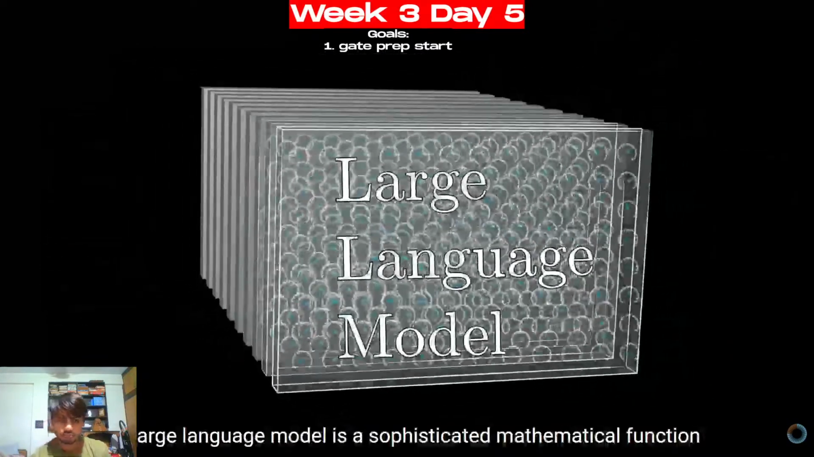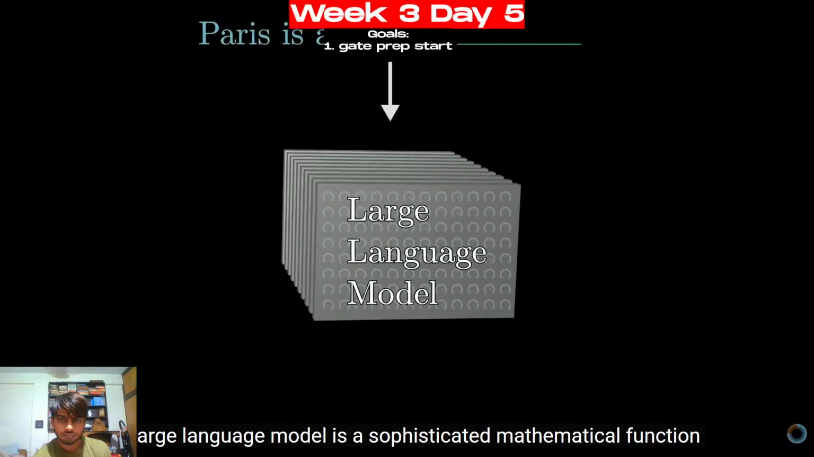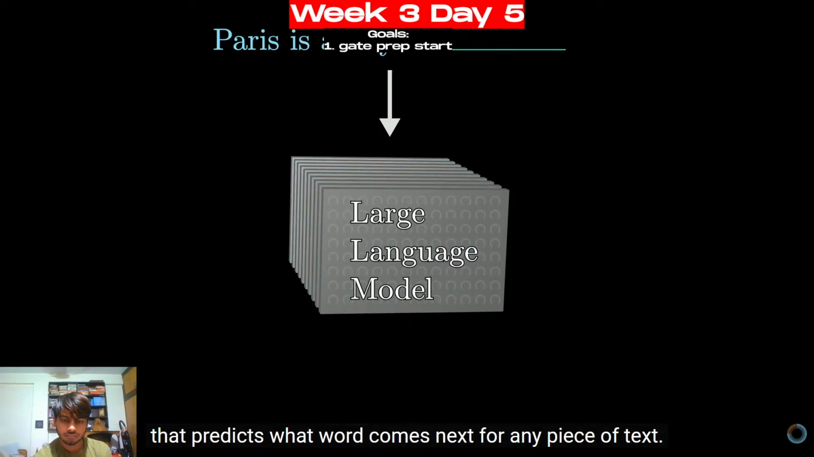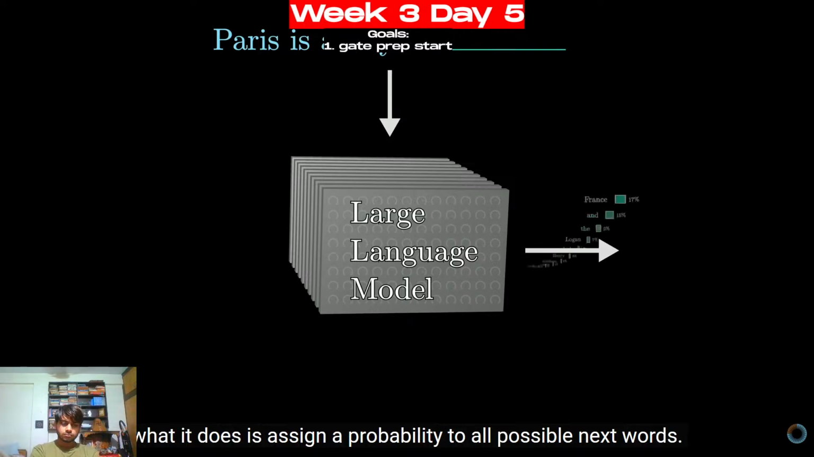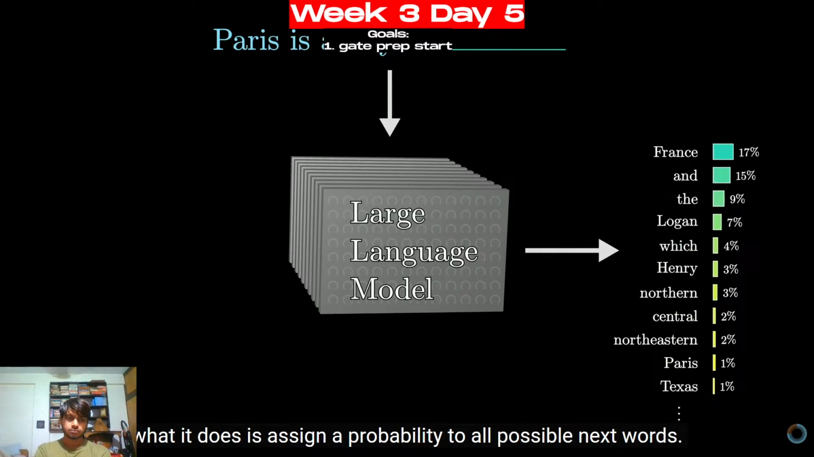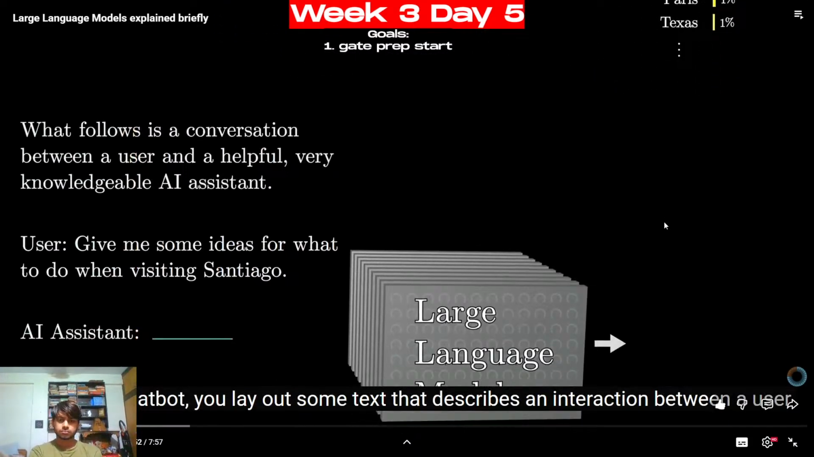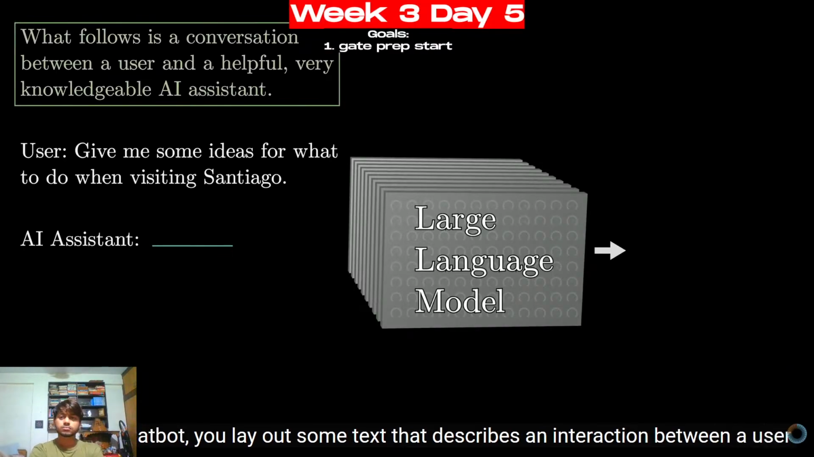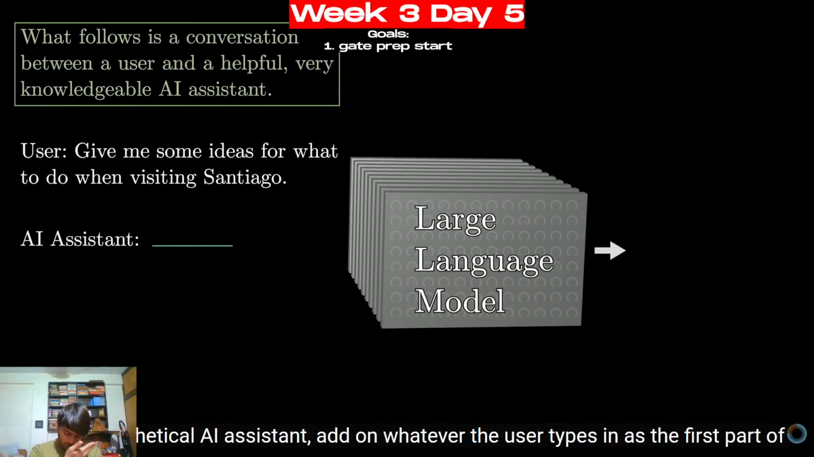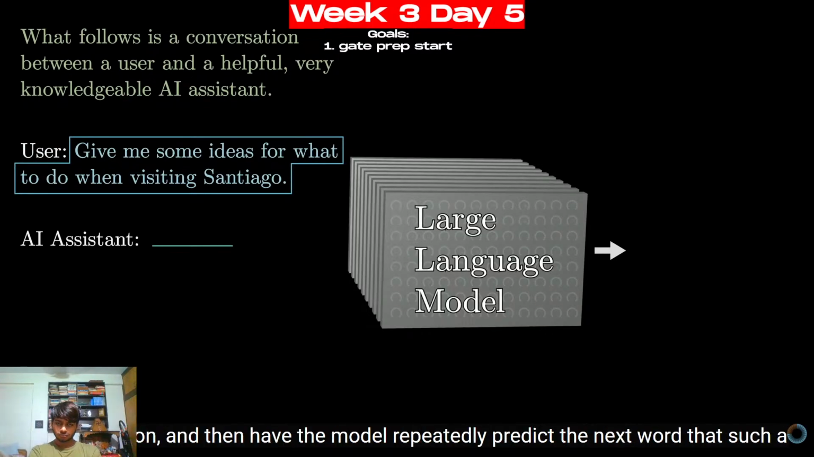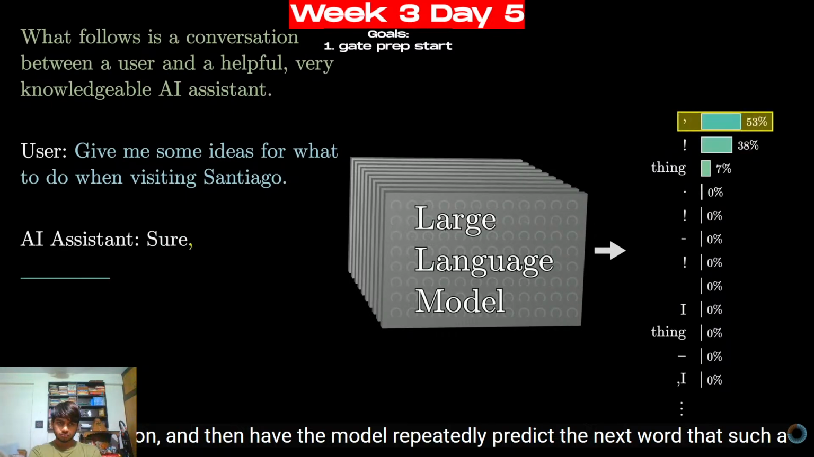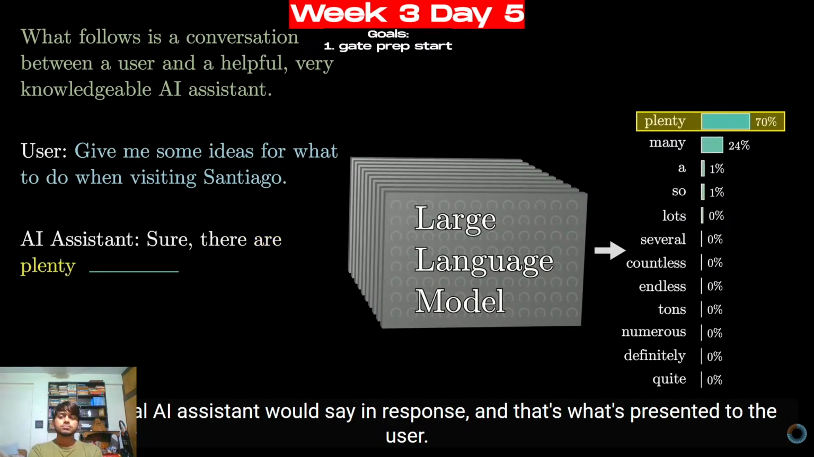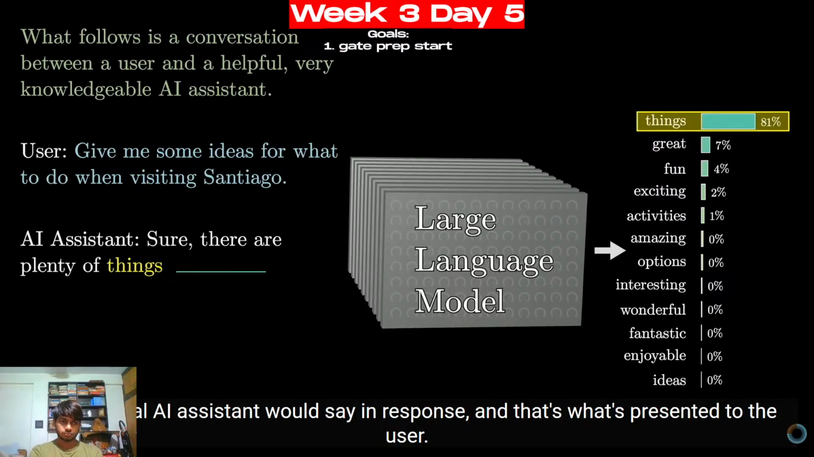A large language model is a sophisticated mathematical function that predicts what word comes next for any piece of text. Instead of predicting one word with certainty, though, what it does is assign a probability to all possible next words. To build a chatbot, what you do is lay out some text that describes an interaction between a user and a hypothetical AI assistant. You add on whatever the user types in as the first part of that interaction, and then you have the model repeatedly predict the next word that such a hypothetical AI assistant would say in response, and that's what's presented to the user.